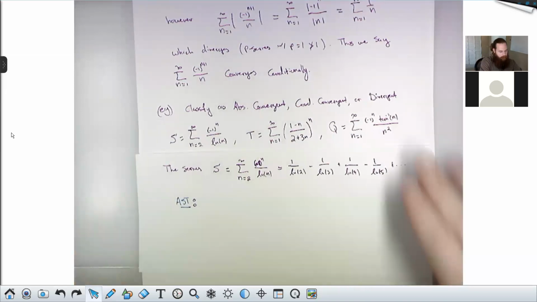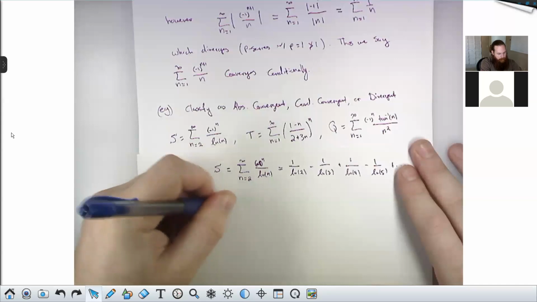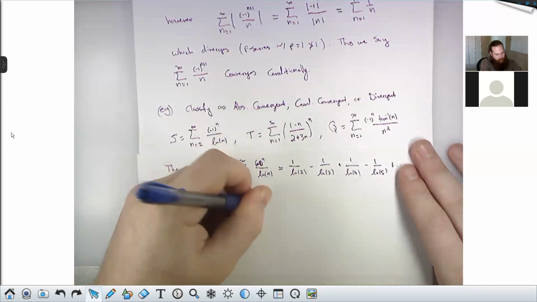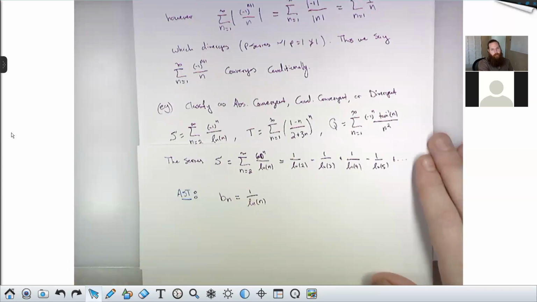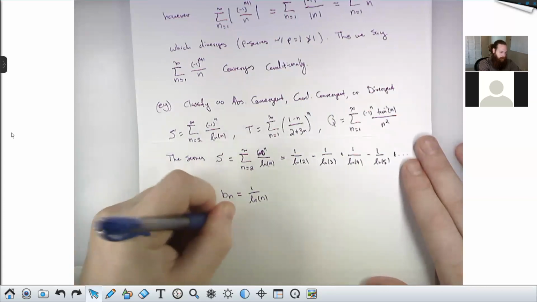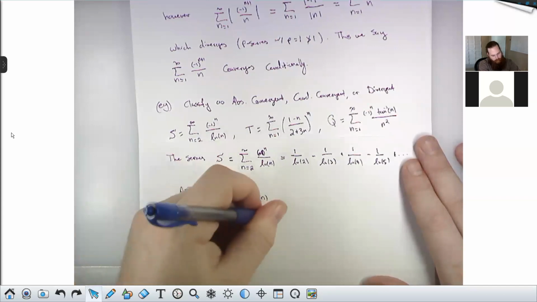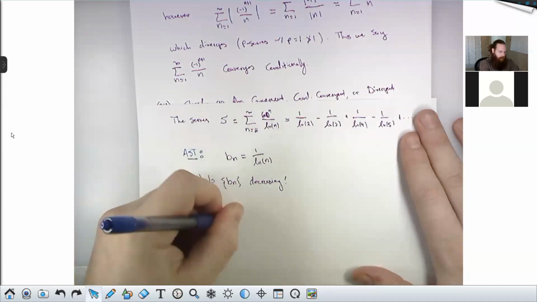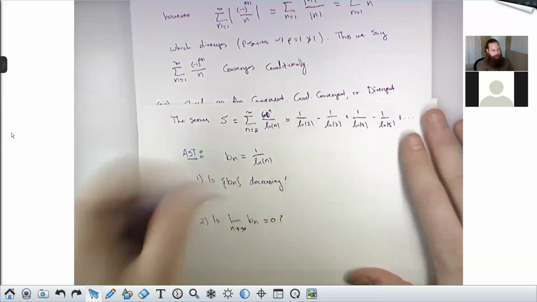So I'll use AST. AST says I need to look at the BNs. So here BN is just the non-alternating part of the ANs, the part that doesn't flip back and forth with sign. And I need to answer two questions. Is the sequence Bn decreasing? And is the limit of the Bn's equal to 0?